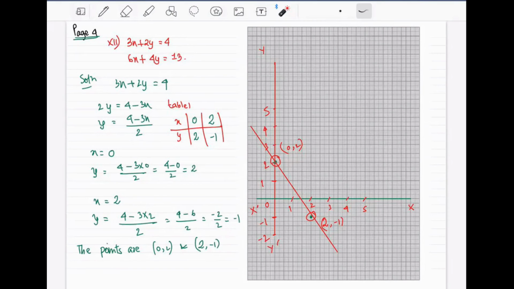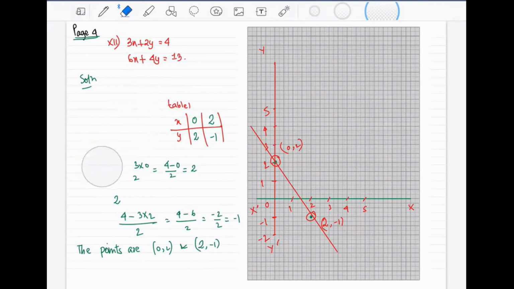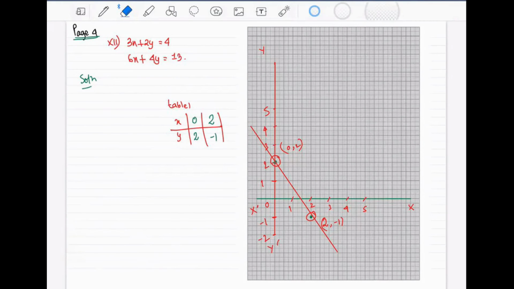Let's take up the second one. Let's take up 6x plus 4y is equal to 13. I'm rubbing this off, everything else. Let's just put the table. You have to rub off the points 0, 2 and 2, minus 1. So table number, I'm writing it as 2.